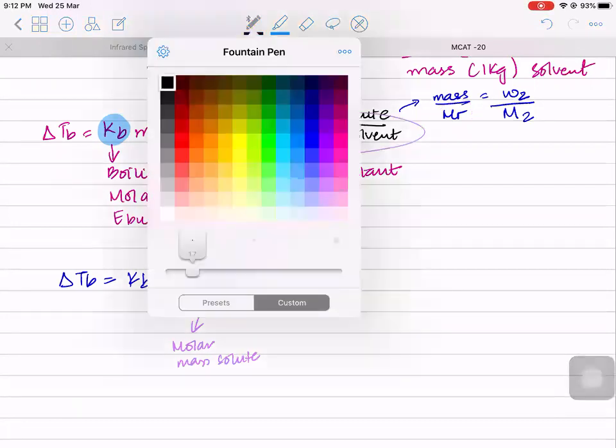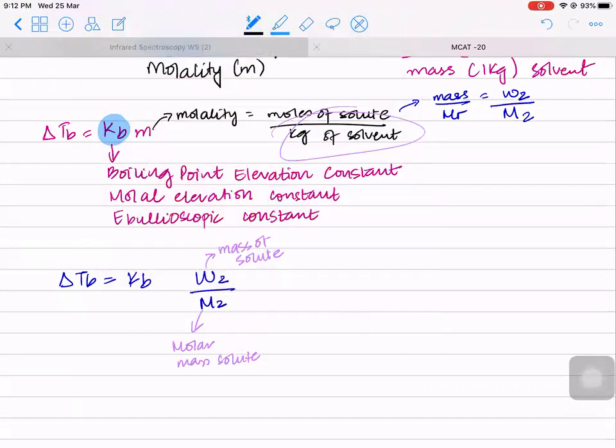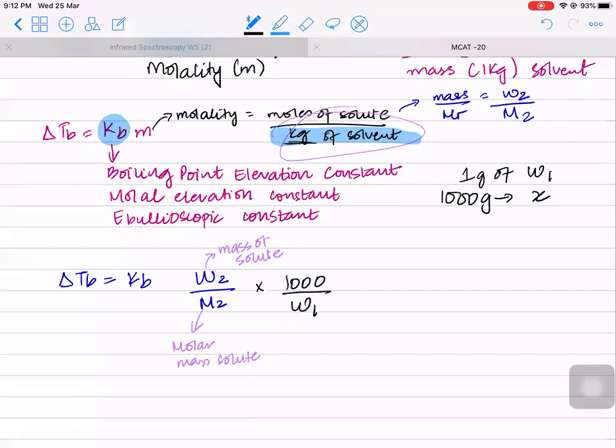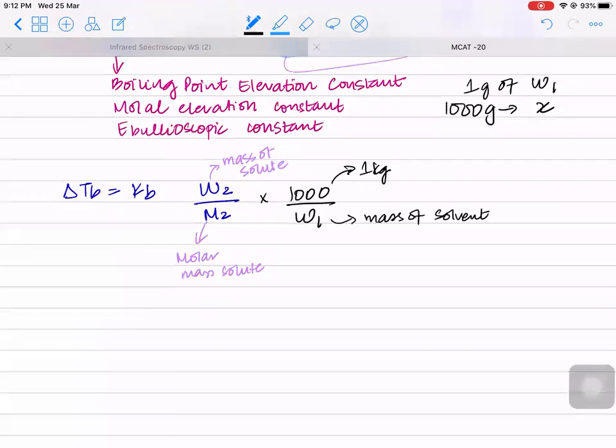Now, the solvent, which is component 1. If I say it is in 1 gram of W1, but you have kilograms, right? So if this was in 1 gram, then in 1000 grams how much will it be? So can I write this per kilogram of solvent as 1000 upon W1, where W1 is the mass of the solvent, and this 1000 is basically 1 kilogram, right? So this becomes my formula.